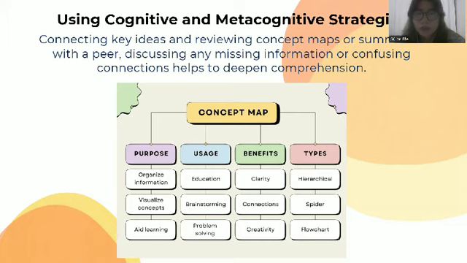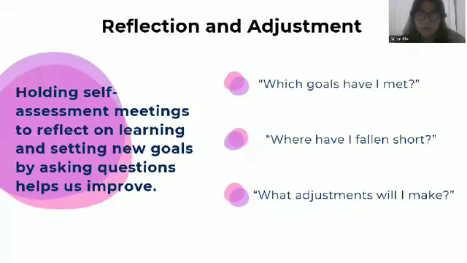A concept map has purposes like organizing information, visualizing concepts, and aiding learning. It is used in education, brainstorming, and problem solving. It has benefits like clarity, connections, and creativity, and it has types like hierarchical, spider, and flowchart.